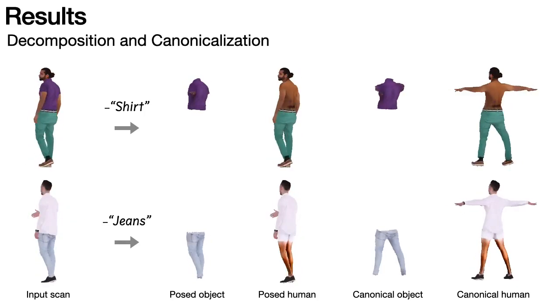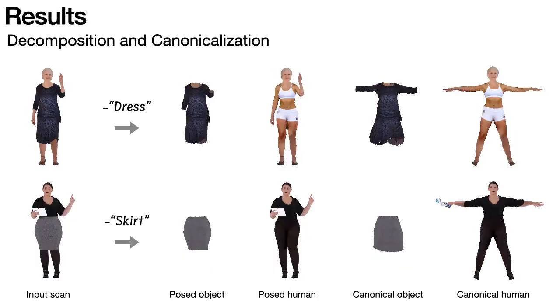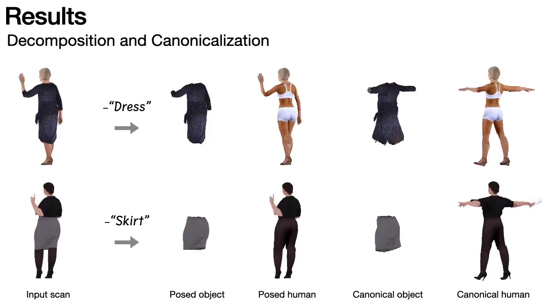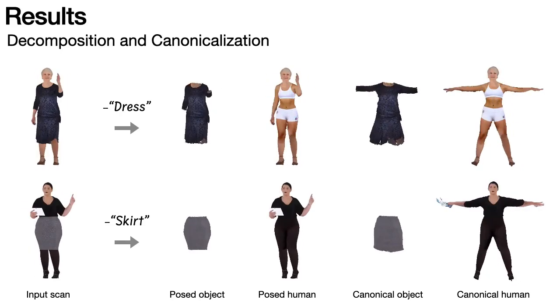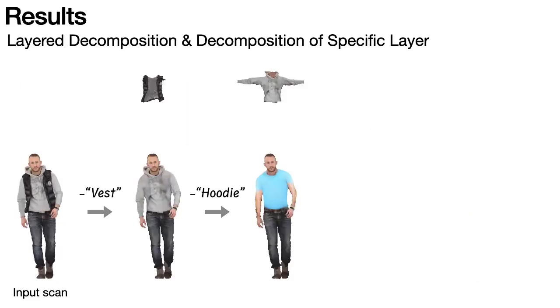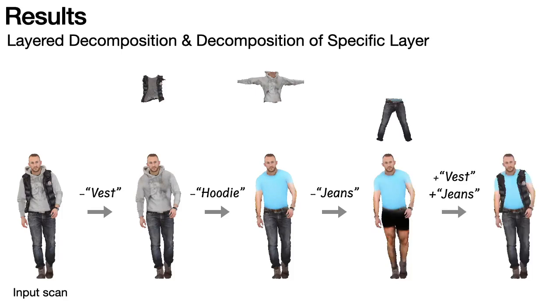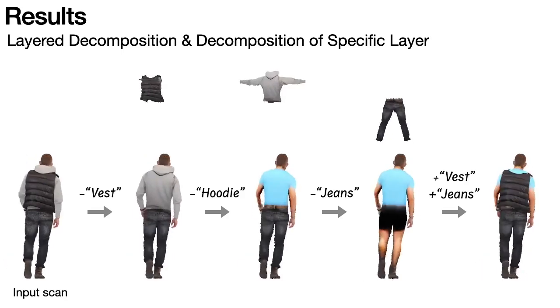Here, we show the decomposition and canonicalization results of the leftmost input scan. By iteratively applying our method, we can sequentially decompose the multiple layered assets of a single scan. Note that we can also decompose a specific layer of clothing, the hoodie in this case, by recomposing the decomposed assets.